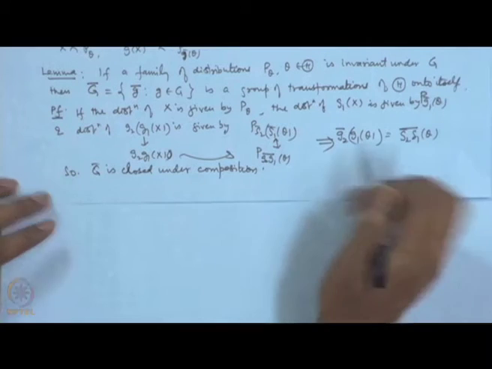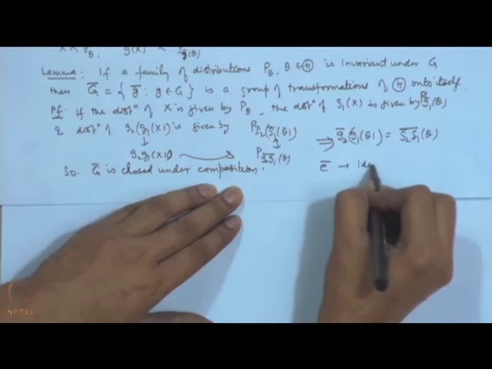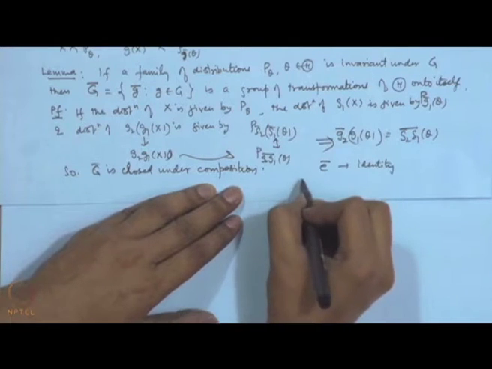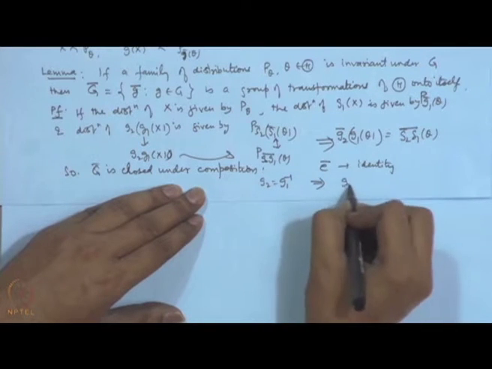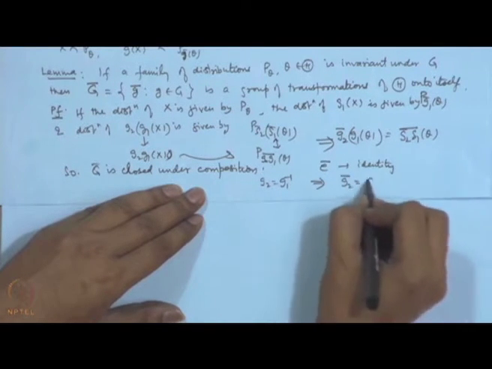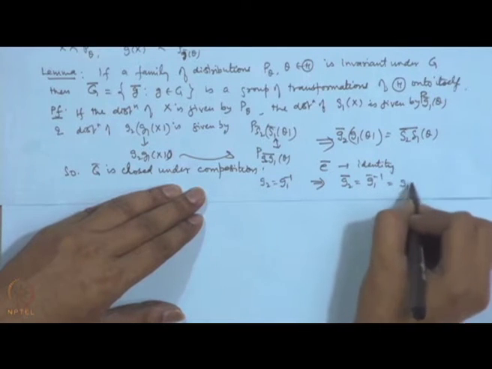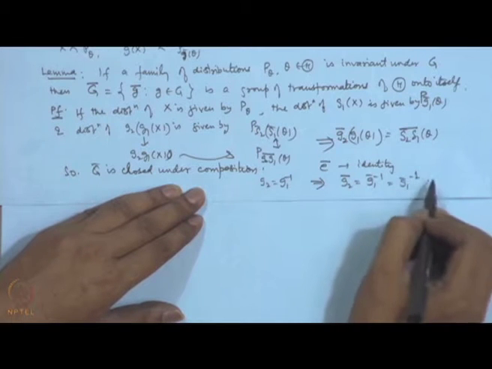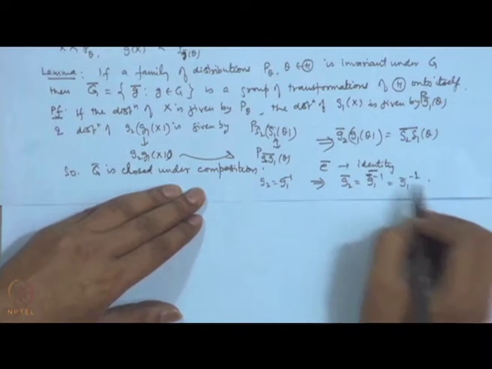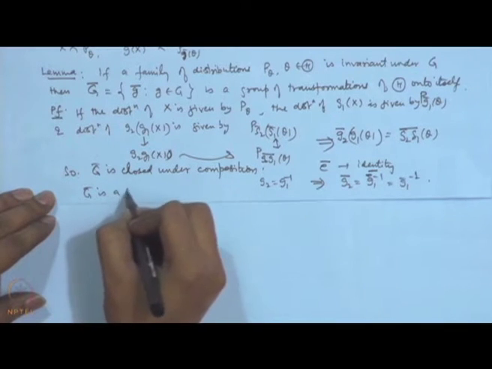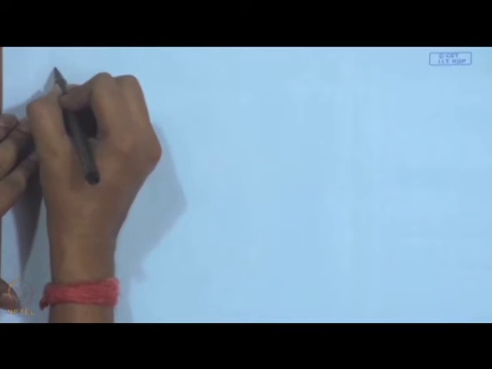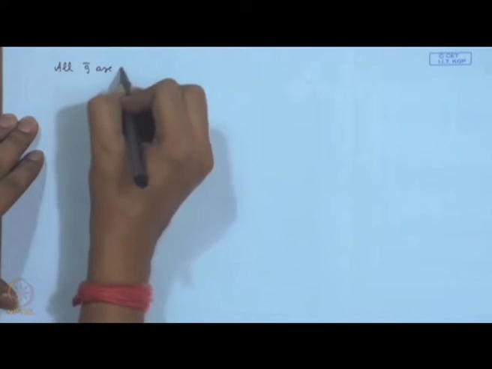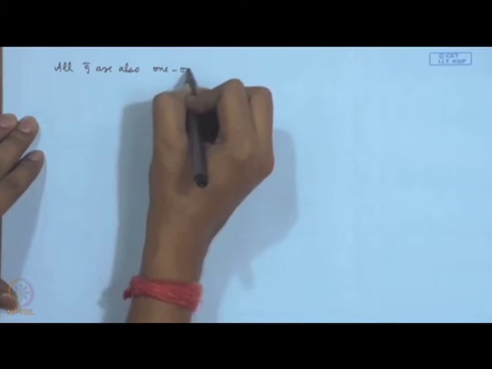Now, if we consider E bar, that is the identity element, if we choose here g 2 equal to g 1 inverse, then what you will get? g 2 bar is equal to g 1 inverse bar, that is equal to g 1 bar inverse. So, this implies that G bar is a group. So, all g bar are also 1 1 and onto.